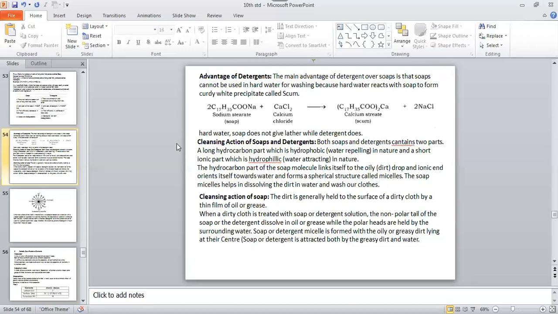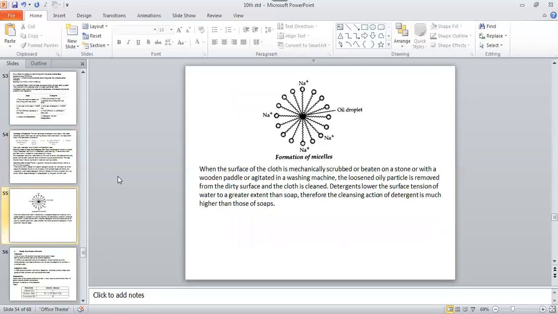Then we will study cleansing action of soaps and detergent. Both soaps and detergents contain two parts. A long chain hydrocarbon part which is hydrophobic, means water repelling, and a short ionic part which is hydrophilic, that is water attracting. Hydrocarbon part of the soap molecule links itself to the oily part, that is a dirt drop, and the ionic end orients itself towards water and forms a spherical structure called as a micelle. That structure we will study in the next slide. This is called as micelle formation.